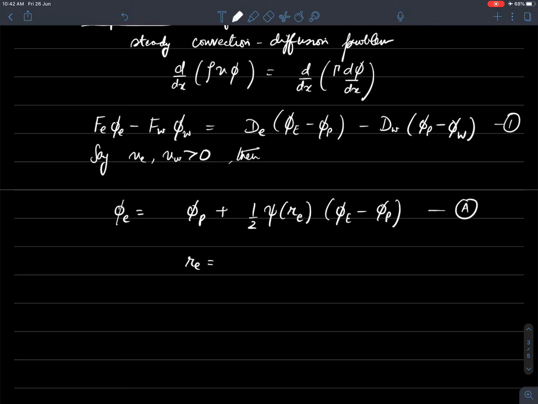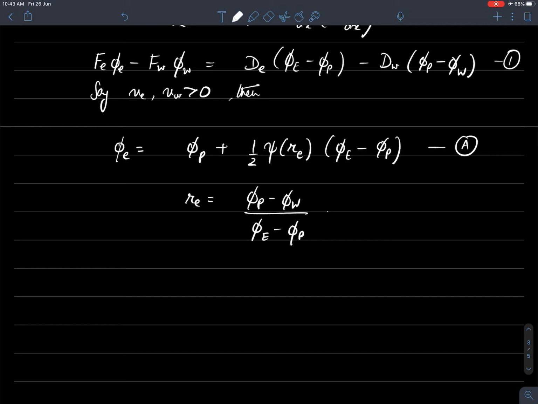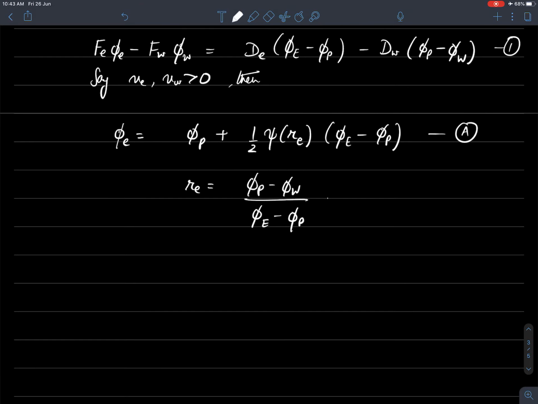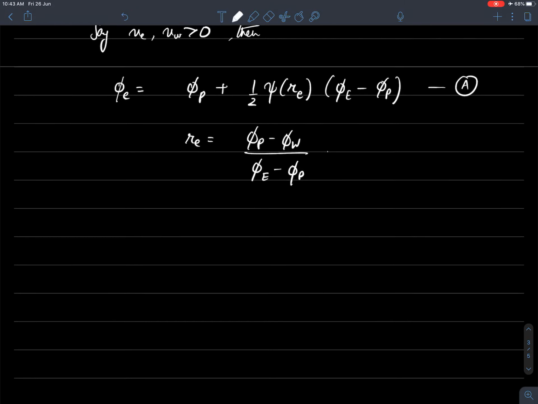Let me say this is a, and here I say r_e is the upstream gradient versus the downstream gradient. In fact, that is the reason I have chosen u_e and u_w to be positive, because I want upstream and downstream to be taken in the appropriate manner. Because velocity is positive, that means flow is going from left to right. Upstream becomes phi_p minus phi_w and downstream becomes phi_e minus phi_p. In case u_e and u_w are negative, then the upstream will become phi_p minus phi_e, and the downstream will become phi_w minus phi_p.